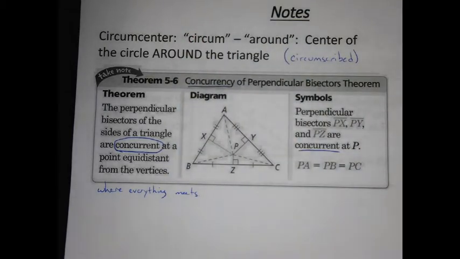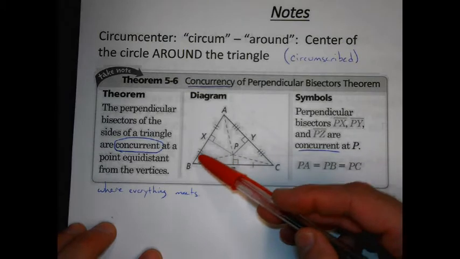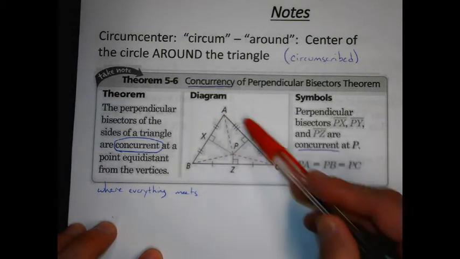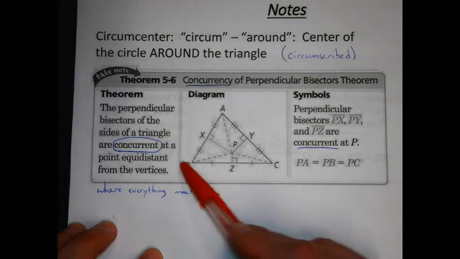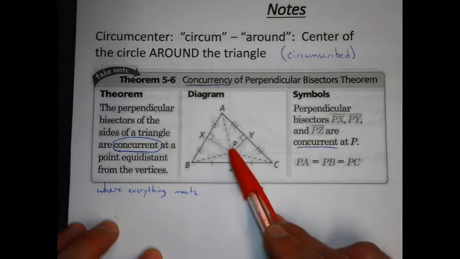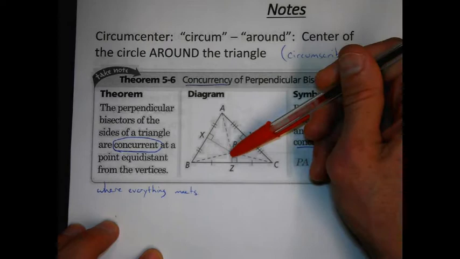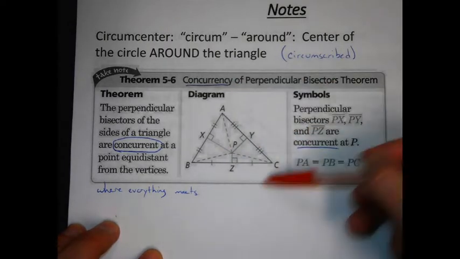And that's the first note. When we look at the diagram, here's our perpendicular bisector for AB, here's the perpendicular bisector for AC, and here's the perpendicular bisector for BC, and boop, boop, they all meet at point P. Point P is the circumcenter around the whole triangle.